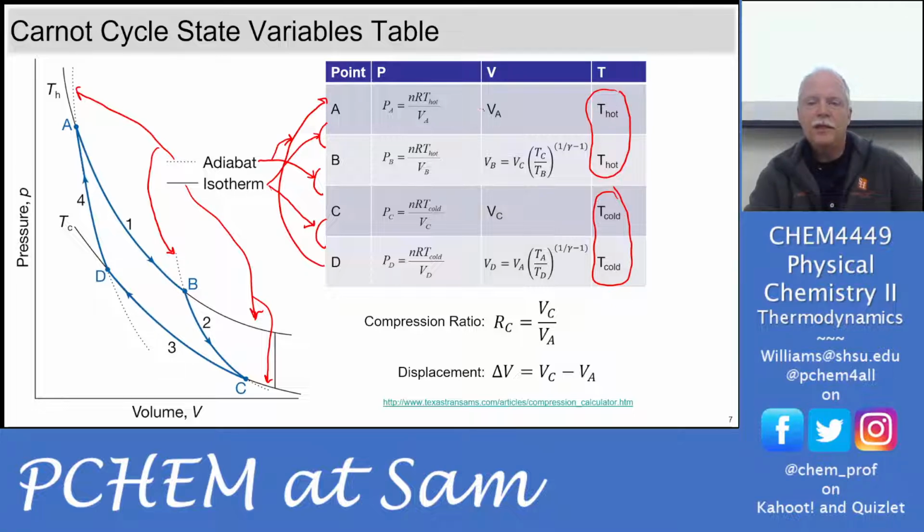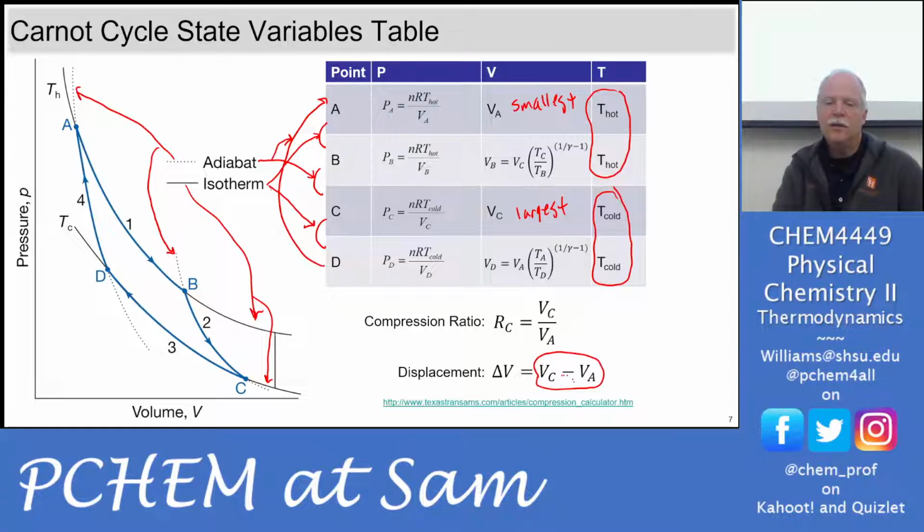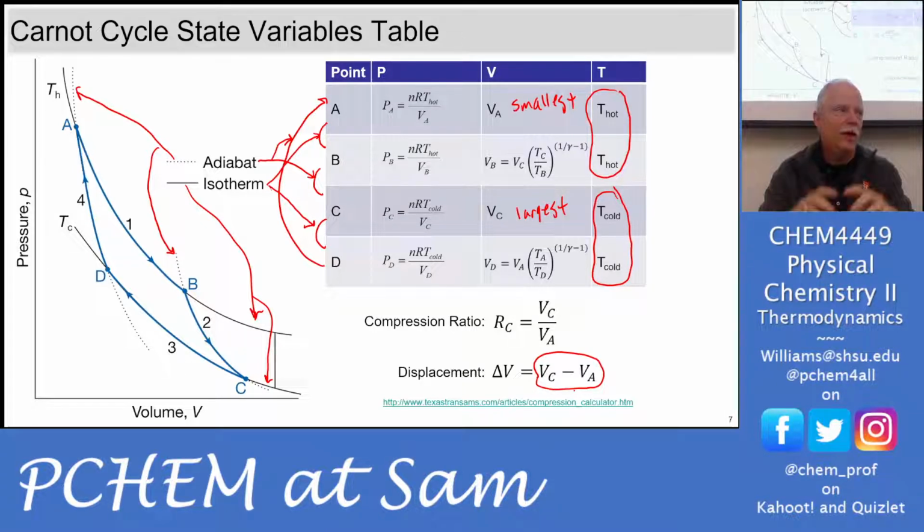Now, in real engines, we typically know the largest volume and the smallest. And the displacement is the difference between those two. So VC minus VA, that's the displacement. So when we talk about my truck, a 5.7 liter engine, that's the displacement of all 8 cylinders added together. So take 5.7 divided by 8. That's how much volume is being displaced by the pistons in my truck. Okay.